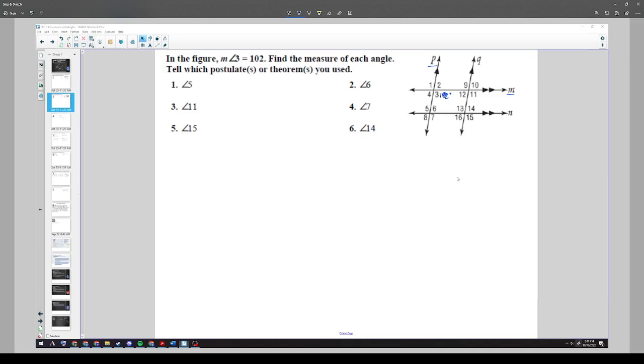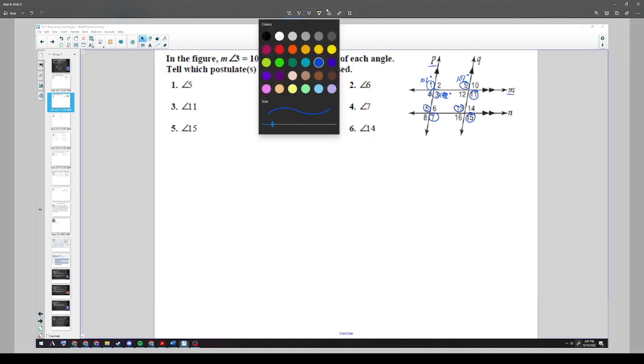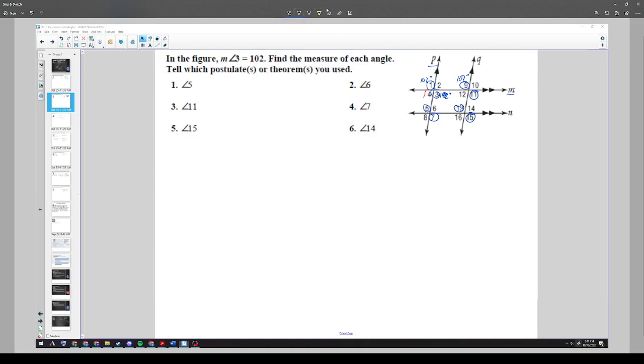So 1, 3, 9, 11, 13, 15, 5, and 7 are all 102 degrees. And I'm not going to go and write all of those, but actually let's just color code. So blue is going to be the 102s, and then orange will be our supplementary angles, which are going to be 78 degrees.